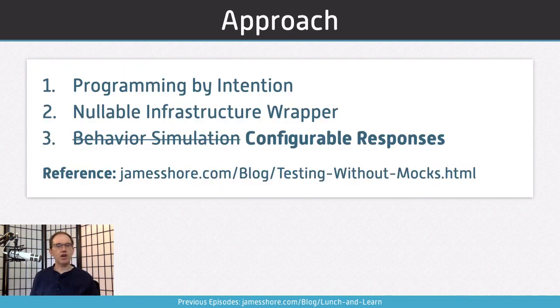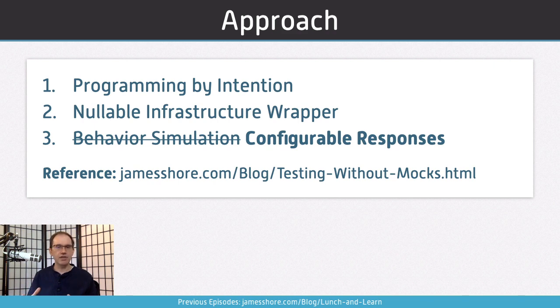jamesshore.com/blog/lunchandlearn. We're going to start with programming by intention in order to identify what our API is going to be. Then we're going to build a nullable infrastructure wrapper for the external components that we're using, in this case, Node's request object. And then we're going to give ourselves the ability to test that by making it nullable and by using configurable responses. Now, in previous weeks, we talked about behavior simulation, and we will be doing a little bit of that. But mostly what we're going to be doing is giving the ability to configure the responses.